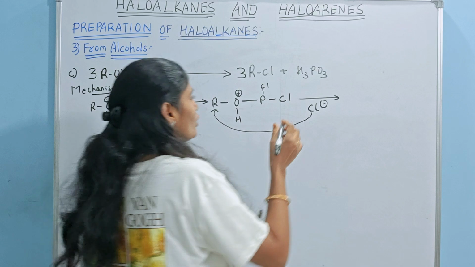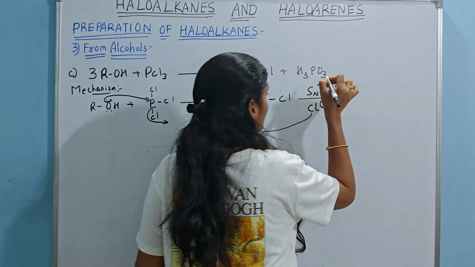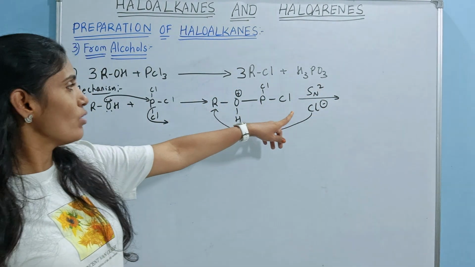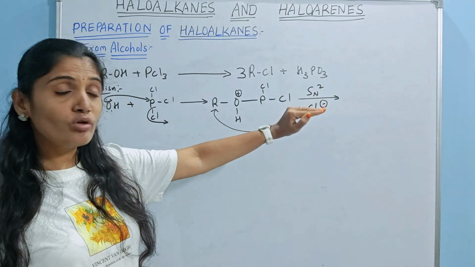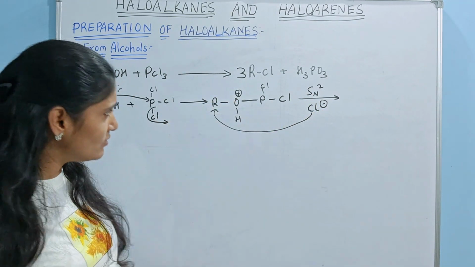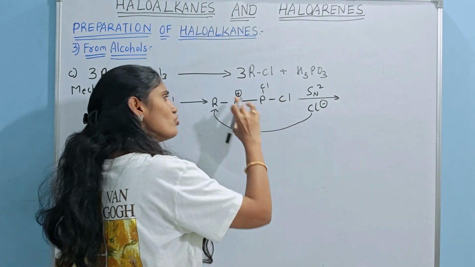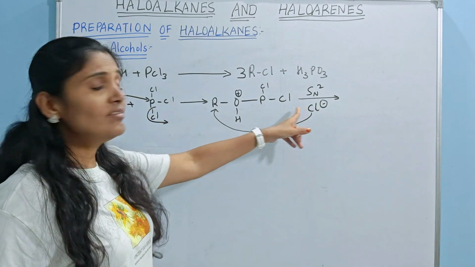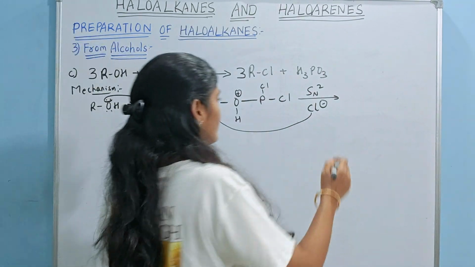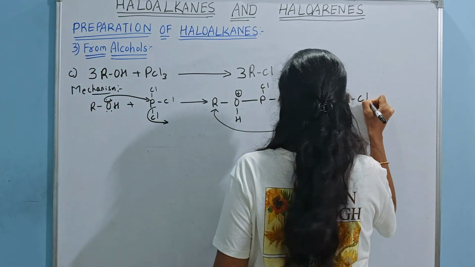From the backside, what do I call this reaction? SN2 mechanism. What does this mechanism follow? SN2 mechanism, because the nucleophile is attacking from the backside. Why is the nucleophile not attacking from the front side? Because this complete portion is very much chloride. That is the reason Cl minus is attacking from the backside, producing RCl.